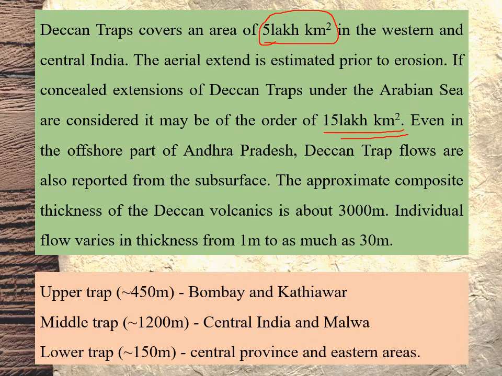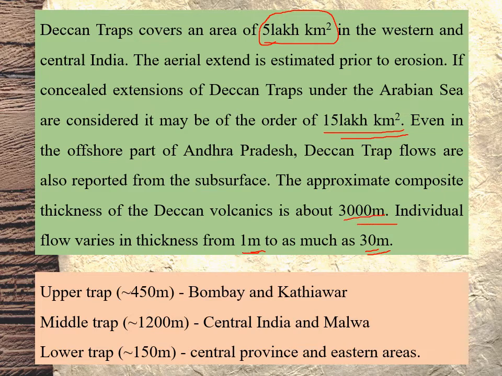And if we consider the thickness of individual lava flows, they range from 1 meter to 30 meters. And obviously there is more than one lava flow. That means the Deccan Trap eruption is not a continuous event, but a periodical event occurring for a significant amount of geological time. If we consider the total thickness of the Deccan Trap volcanic eruption, the total volcanic lava found nowadays is about 3000 meters.